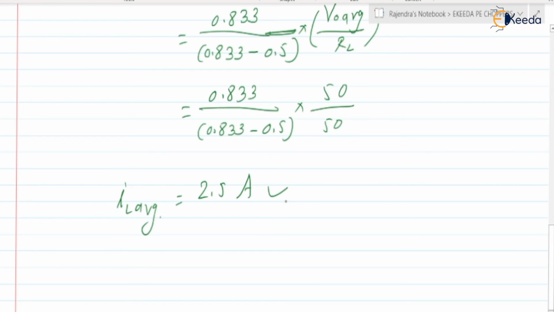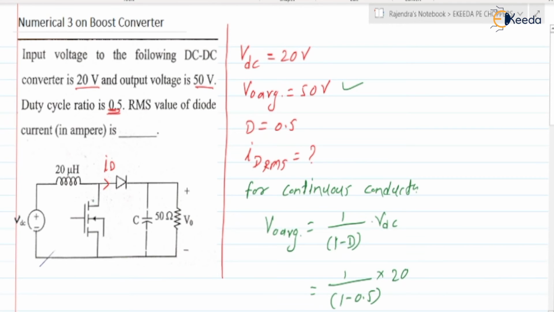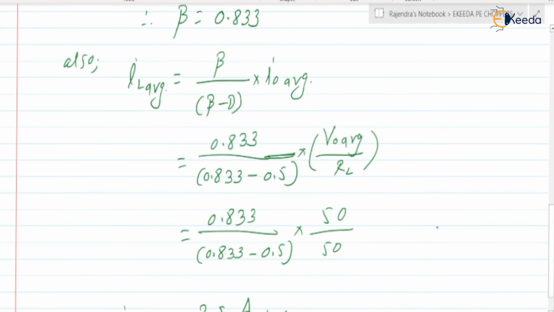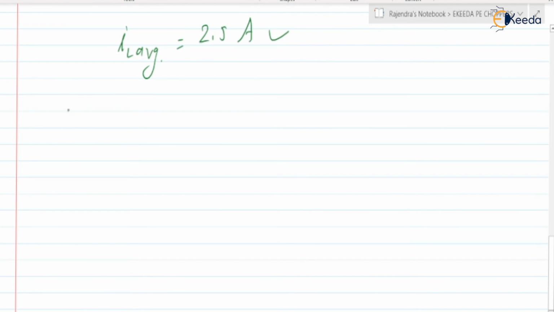Why I have calculated the IL average is because when the switch is in the on state, at that time the diode current will be 0, but when the switch is in the off state, at that time IL is equal to ID. So can we draw the waveform for the ID? Yes, we can draw the waveform for the ID.